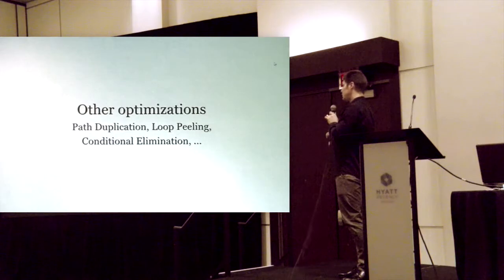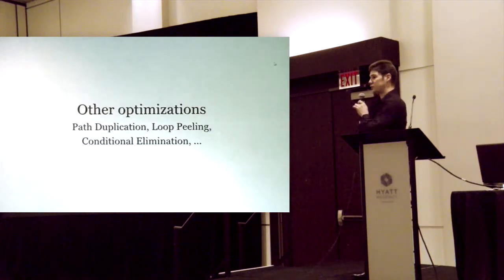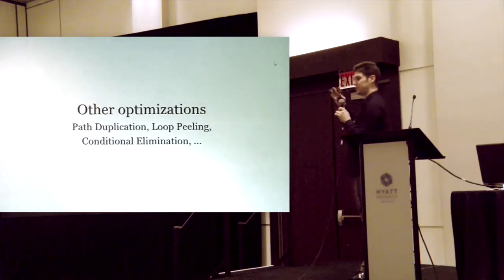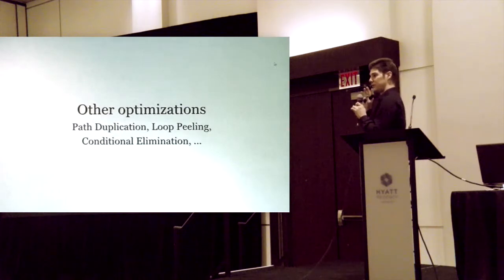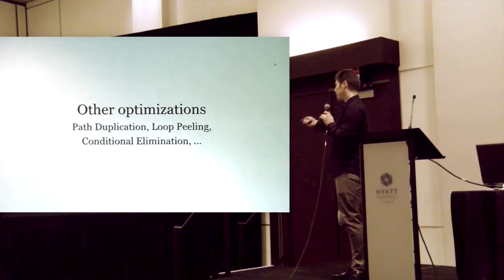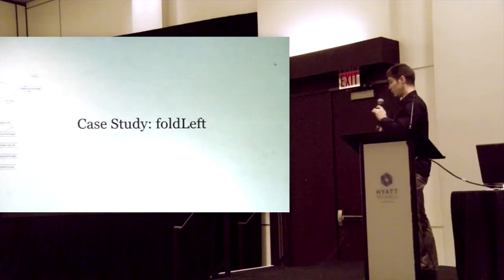There are a bunch of other optimizations, such as path duplication, which actually is somewhat related to splitting that Nate Nystrom talked about in the previous talk. We do that to a certain degree, but it's not like a general framework. It's a specific phase in the compiler, which is a fixed set of rules. Then we have loop peeling. We have something called dominator conditional elimination, and there are a bunch of other optimizations. They're maybe not relevant for this talk.